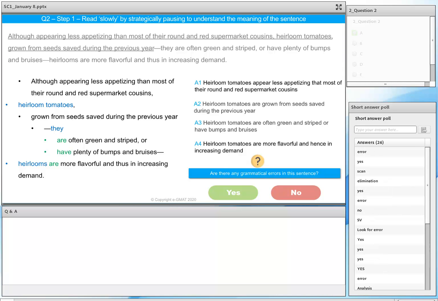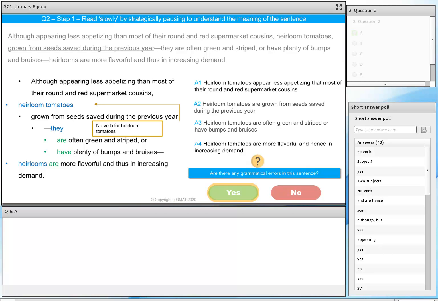Yes, yes there is. Okay, so what is the grammatical error? I'm making you guys work hard on this one because Shraddha is going to make you work even harder. Okay, so I'm seeing some subject verb, no verb. Good. Good work, guys. Excellent. Yes, we have no verb for heirloom tomatoes. Excellent, excellent. So heirloom tomatoes does not have a verb.